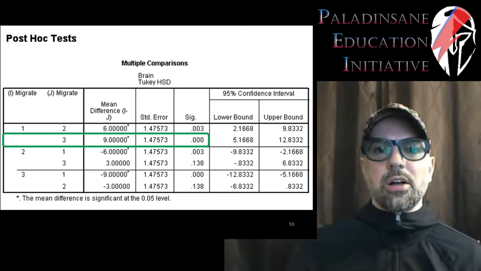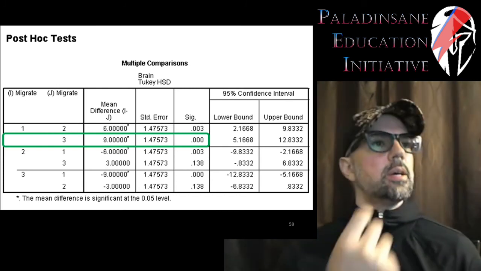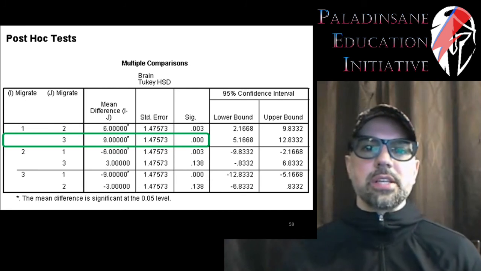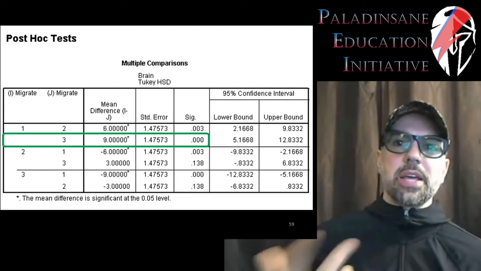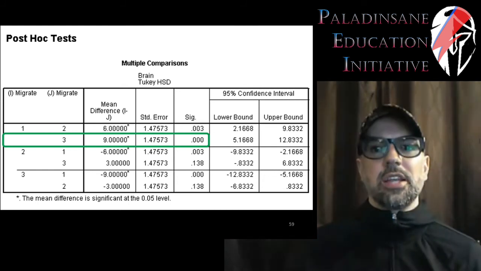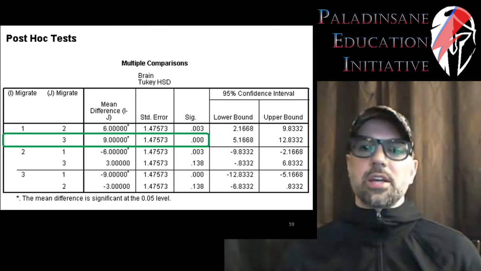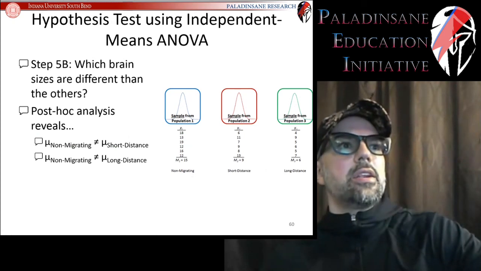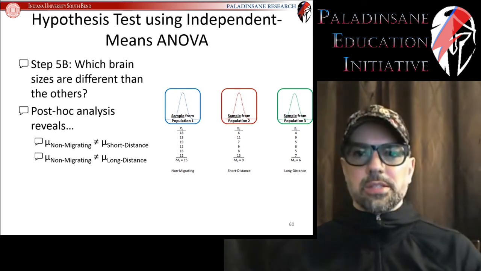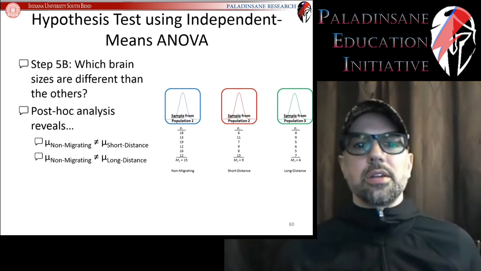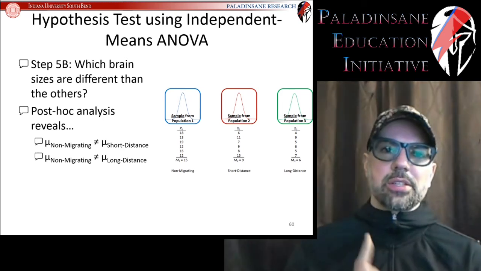So we're going to reject the null hypothesis, and we're going to conclude that there actually is a difference between these two populations. Take a look at the second column there, mean difference, I minus j, and notice that that 9 has an asterisk on it, meaning that SPSS also identified this as significantly different. They've also rejected the null hypothesis for this comparison. So we can conclude after that double check that non-migrating birds do have different brain sizes than long-distance migrating birds. The brain sizes of non-migrating birds are bigger than long-distance migrating birds. All right, so we got one last comparison to do.